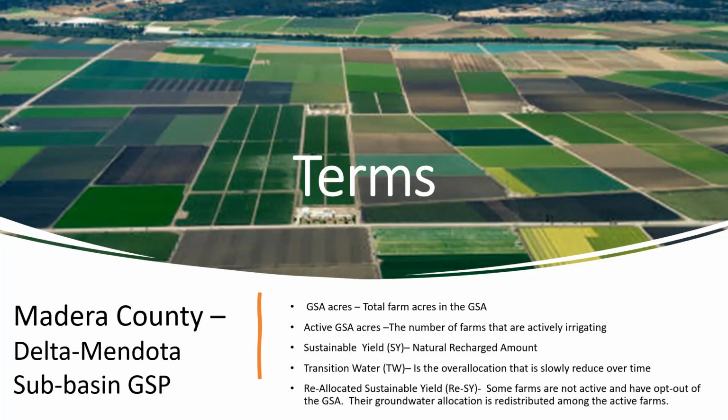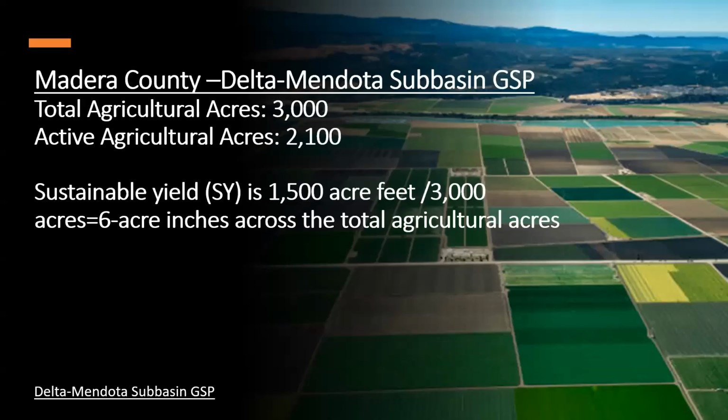If we continue to use that water, the groundwater table will continue to drop. So that's the transitional water that needs to get to 0. There's a reallocation of sustainable yield. For the farms that aren't using it, are fallow and have decided not to farm that land, their sustainable yield is aggregated and then distributed among all the active farmers. So that way there's a little bit of a bump as far as the water availability.